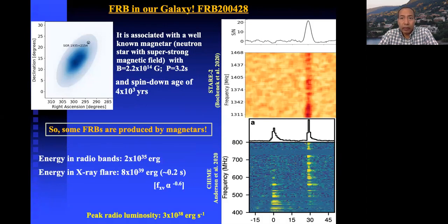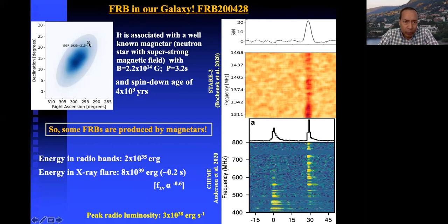Last year, on April 28, a burst was detected in our own galaxy. Now, this is the localization ellipse that you are seeing. It was detected by two facilities, STARE-2, which is a Caltech facility, and the Canadian CHIME. The Canadian CHIME localization is much more accurate than STARE-2.